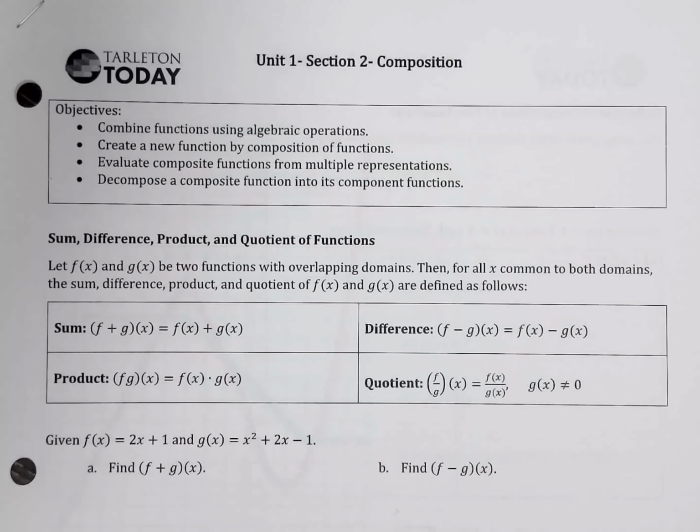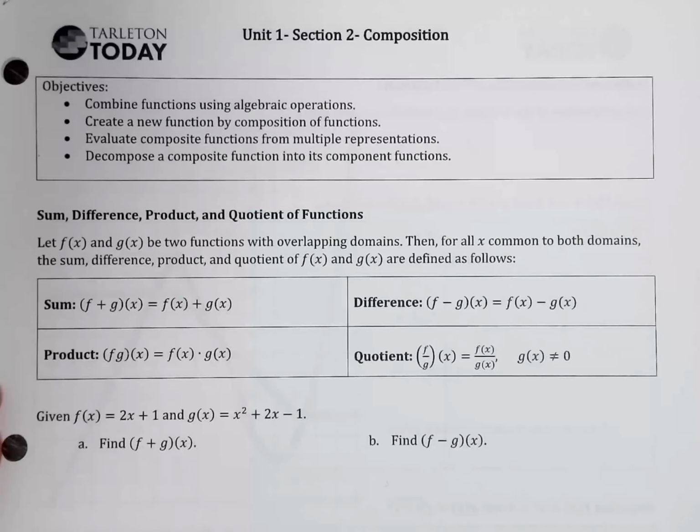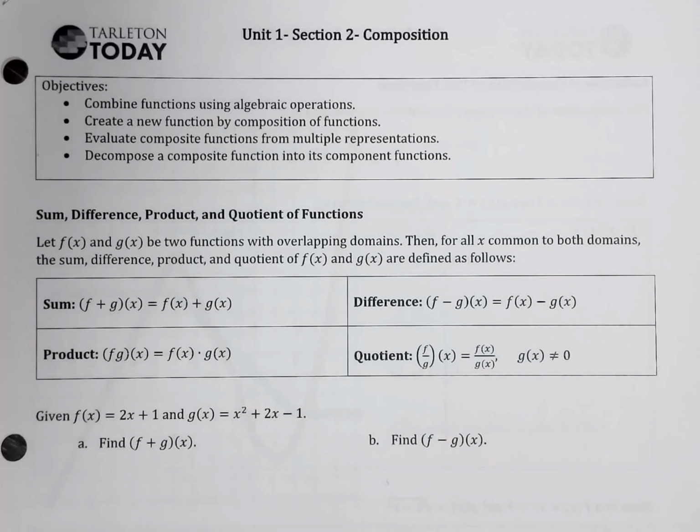Hi. So here we are, Unit 1, Section 2, or 1.2, and we're talking about composition and composition functions, when we get function f and function g, and we put them together to make a new function. So it's not as bad as it looks, but it kind of gets funky as we start doing some crazy stuff over here. But everything will be okay.